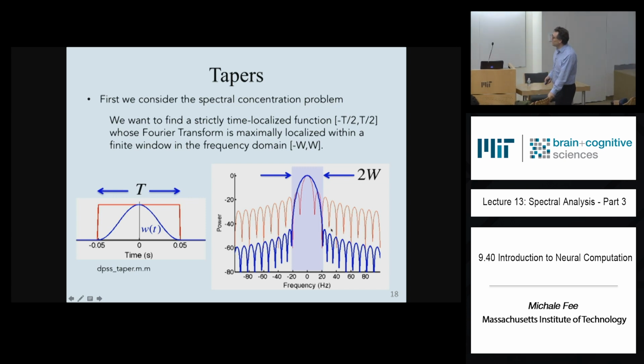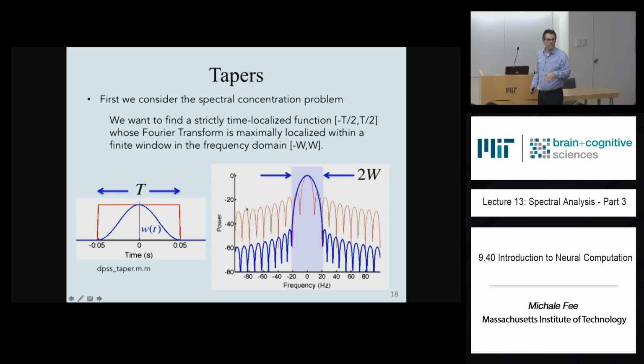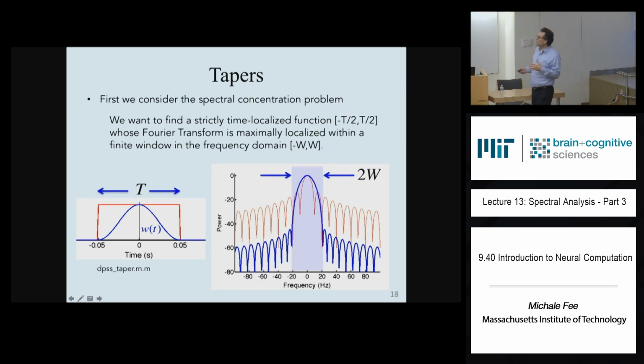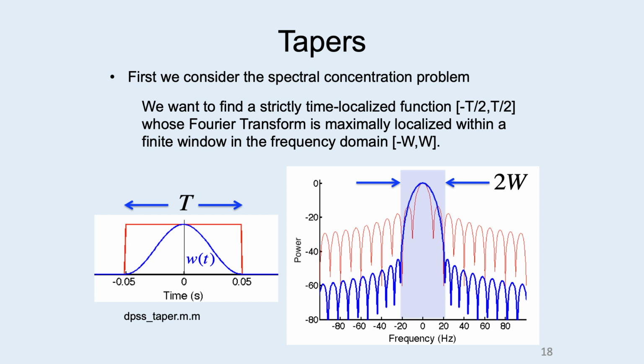And of course, that's going to have the result that the energy in the side lobes is going to be as small as possible. There are many different optimizations you can do in principle, but this particular optimization is about getting as much of the power as possible into a central lobe.